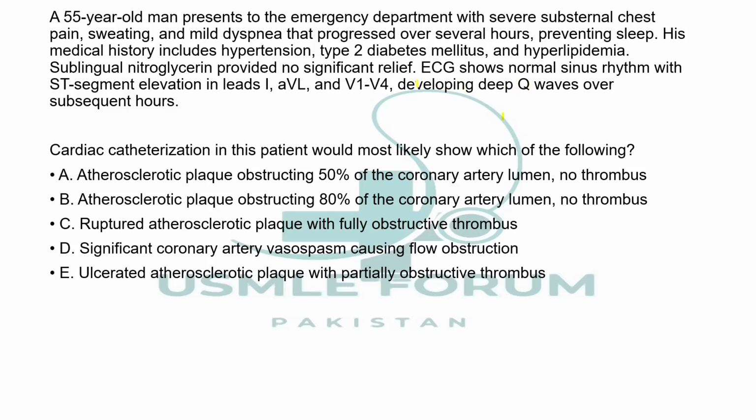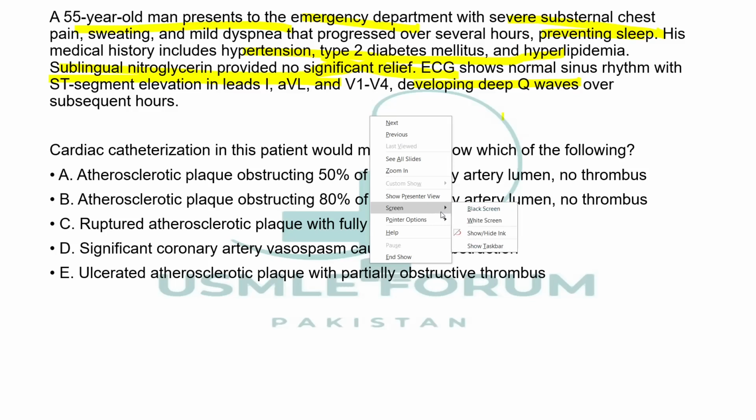So the question is asking that the patient presented at the emergency department with severe substernal chest pain, sweating, and mild dyspnea. Preventing sleep basically means that the pain is unbearable. Medical history is significant for hypertension, type 2 diabetes mellitus, and hyperlipidemia. Nitroglycerin is provided, but it gives no relief, and the ECG is showing ST elevation. This is a classic case of STEMI.